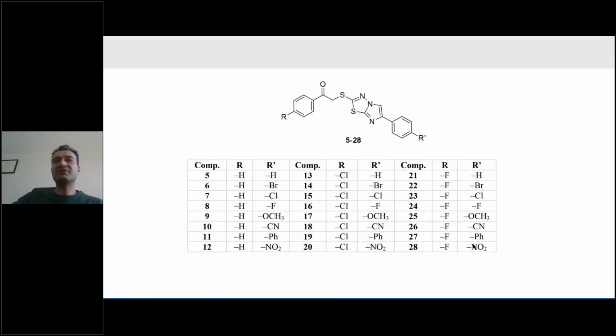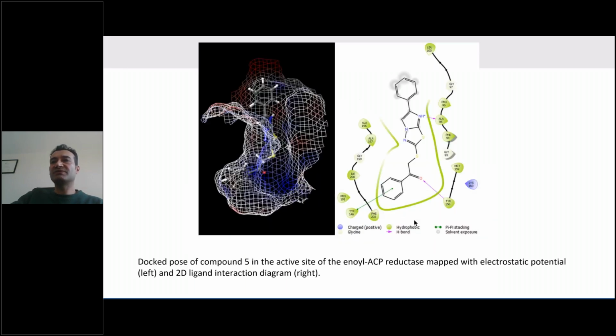Okay, here's another example. After the docking, if you see the 2D ligand interaction diagram, you might think that hydrophobic interaction is important here.